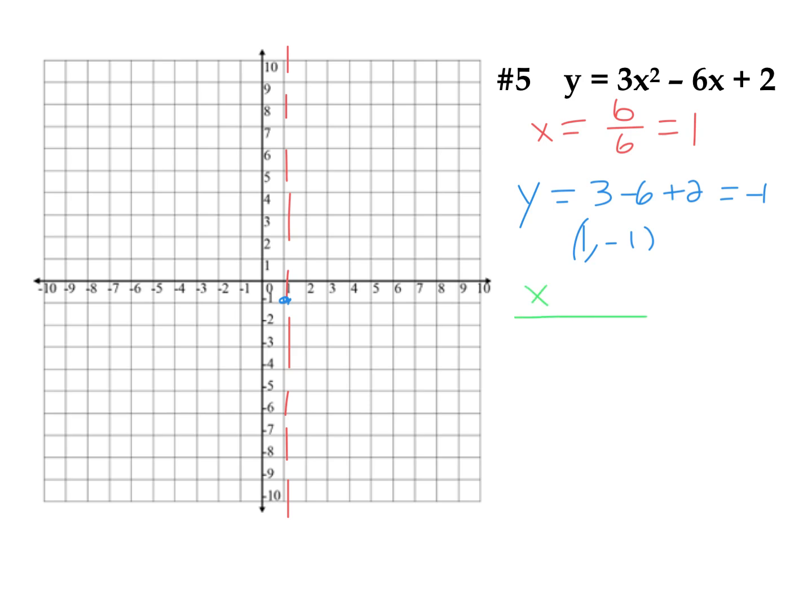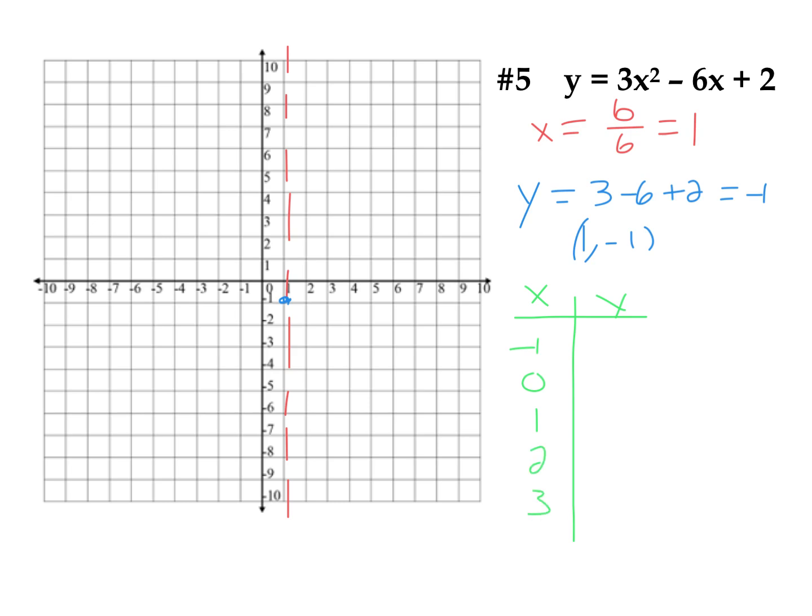So I'm going to have x and y. Right? 1 is going to be my middle x value. Remember, whatever value you get here in the middle, this is my middle x value. I want 2 points on either side of the middle. So I'm going to have 0 and -1, 2 and 3.